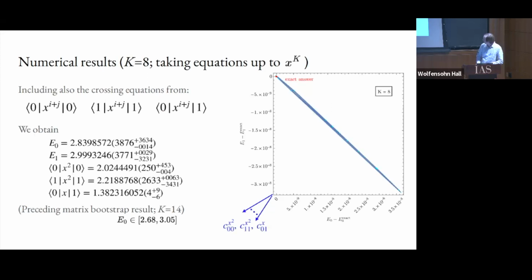So here is the result that we get for plugging in a particular Hamiltonian, the quartic anharmonic oscillator. We take operators up to x to the 8, and we get these sorts of bounds on the spectrum and the matrix elements. These are sharp bounds. These are not statistical errors. These are bounded from above and below. And on the right, we've got one of these classic conformal bootstrap island plots where this is our allowed region. And you can see on the x and y axes that those are pretty small numbers.